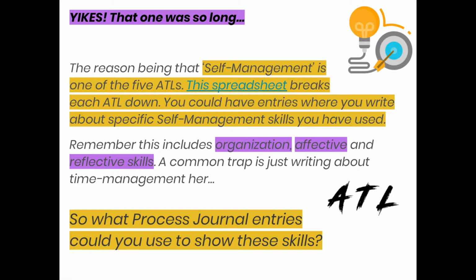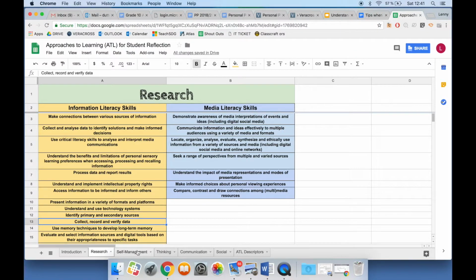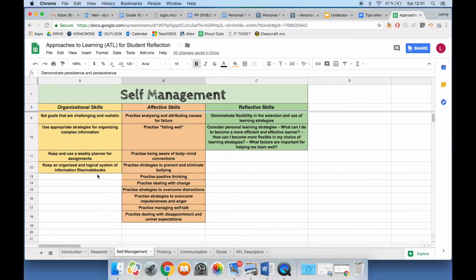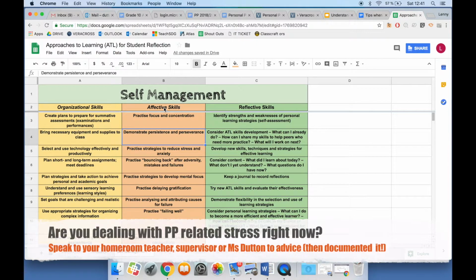It's one of the things that they send out every single year to MYP and PP coordinators. They say students across the world keep just talking about time management. They never talk about other organisational skills, effective or reflective. Some of those things you might not necessarily know what demonstrates effective skills. So once again, we have this spreadsheet here. If we go into self-management, you'll see there's loads of different indicators. A lot of effective skills are to do really with stress and anxiety, or dealing with things that go wrong.